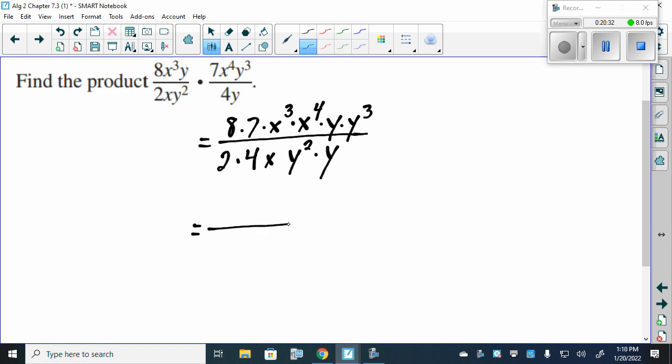Now, at this point here, we can multiply the like terms together. We can do 8 times 7, which is going to be 56. 2 times 4 would give us 8. On top, we have x to the third times x to the fourth. Whenever we're multiplying like bases, we add the exponents. So 3 plus 4 would give us 7. And y times y to the third, 1 plus 3 is 4. On bottom, we would have our x, and y squared times y would be y to the third.